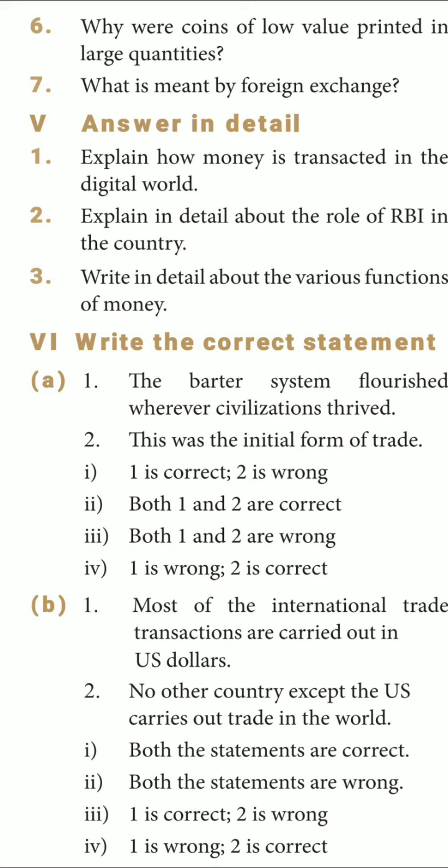Next, Roman number 6. Write the correct statement. A. The barter system flourished wherever civilization thrived. That is, this was the initial form of trade. Second, both 1 and 2 are correct. Okay. B. Most of the international trade transactions are carried out in US dollar. No other country except the US carries out trade in the world. Third one is the correct. First is correct, second is wrong. Okay, first is correct, second is wrong. So, Roman number 6, A, 2 and B, 3. Yeah, that is the correct answer.